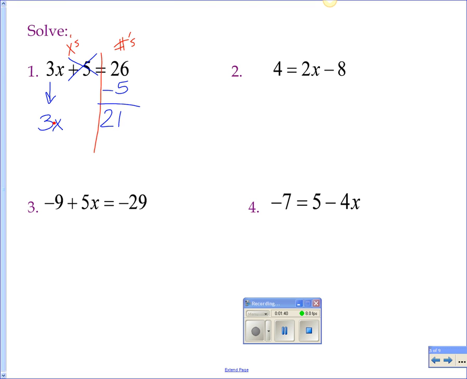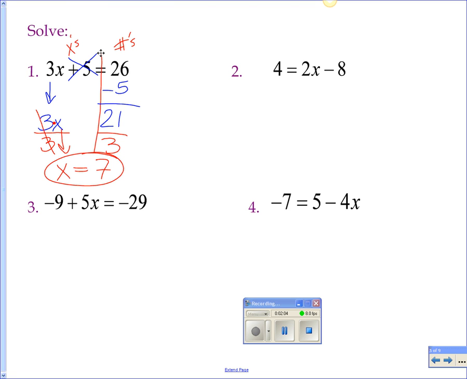So the opposite of multiplying is to divide. So I divide by 3. Whatever's here is what you write on here. I do it on both sides, and those cancel. So x equals, the x drops down, x equals 21 divided by 3 is 7. So that is your answer. Okay.